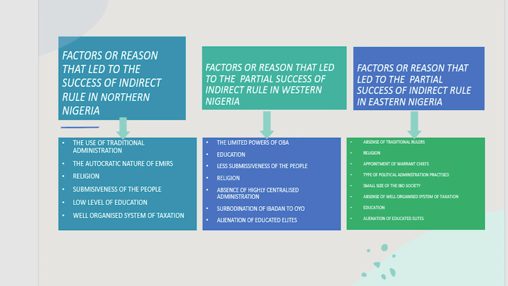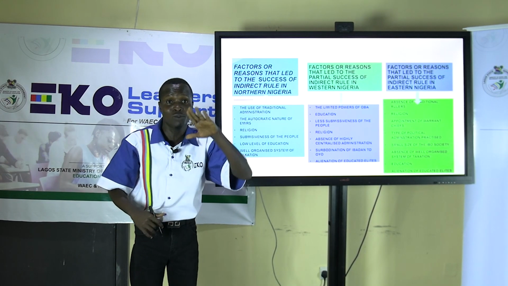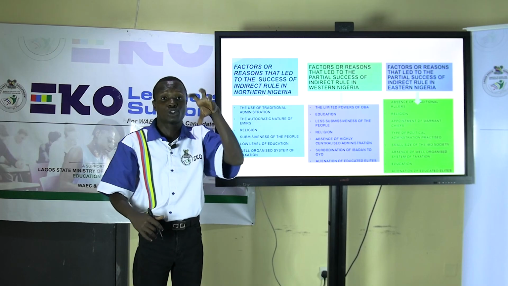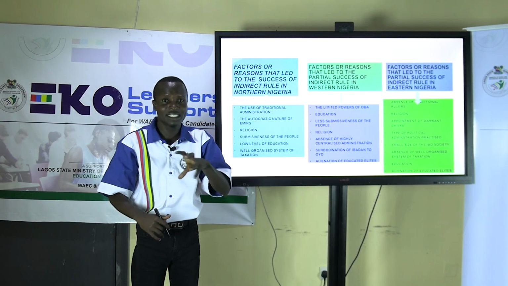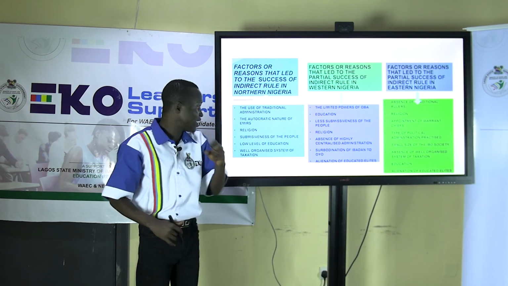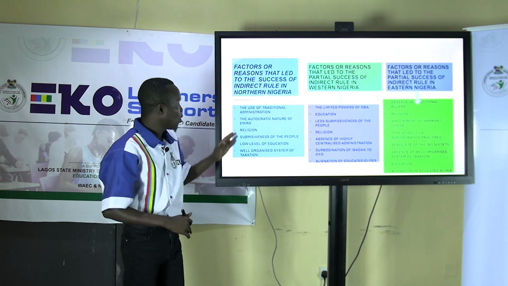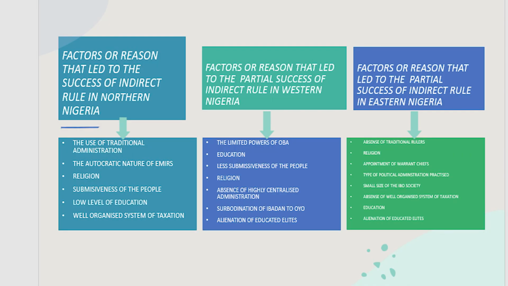Four, submissiveness of the people. The people are very submissive to their emirs, to their king. That is one of the laws of Islam: you have to be submissive to your king. You must not criticize them. Criticism is not allowed, so anything they say is final. So these are the reasons for the success of indirect rule.